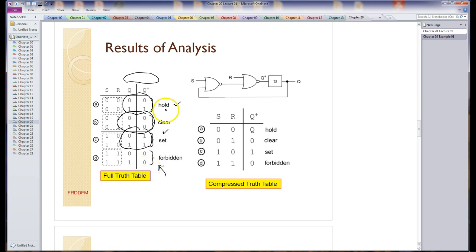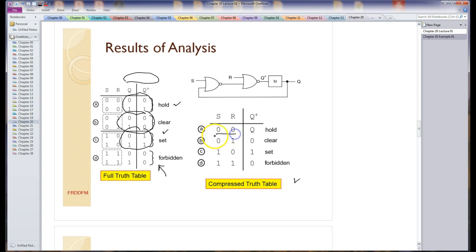So the circuit has the ability to hold, clear, or set. It's very important. It doesn't have the ability to toggle, but it can do the 3 or the 4 things you can do with a bit. Now this is a compressed truth table. This is a topic we used to delve into in older approaches to digital design, which we don't do anymore, but it's really kind of instructive.